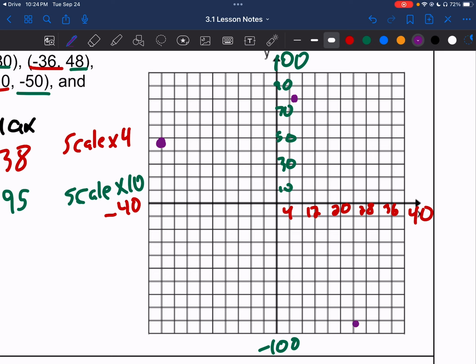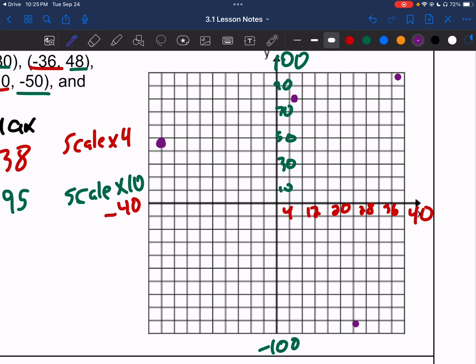Our next one is 38 and 95. So again, we're going to be in between 36 and 40. We're going to be halfway there. And we're going to go to 95, which is halfway between 90 and 100. Now, you can see my dot didn't pinpoint exactly where I wanted it to go, but it's in that general vicinity. So I'm not going to be picky if you're here. Now, if you were in a completely different box, that'd be a different story.